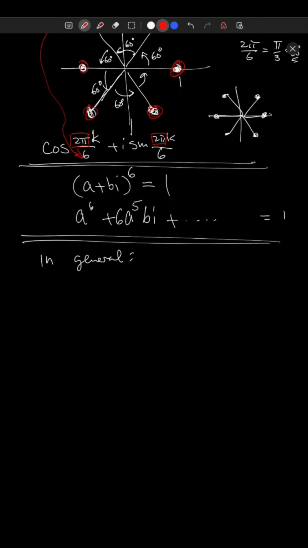All right, in general, the solutions are going to be cosine. And you can imagine, I forgot to write down the problem, z to the n equals 1, the nth roots of unity. So this would be the nth roots of unity. Where would they be?